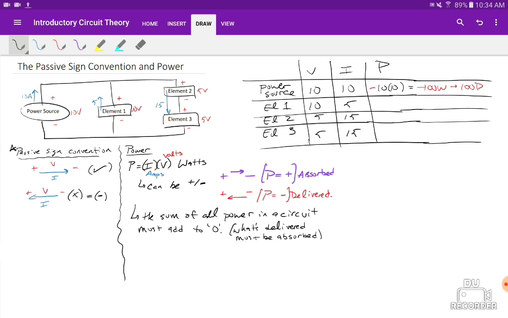All right, so let's look at element 1. Element 1 is going to be 10 times 5. But element 1, if you look at it, is violating the passive sign convention. So what I have to do is put a negative in front of it because it's going backwards to everything. So element 1 has a negative 50 watts, or 50 watts being delivered.